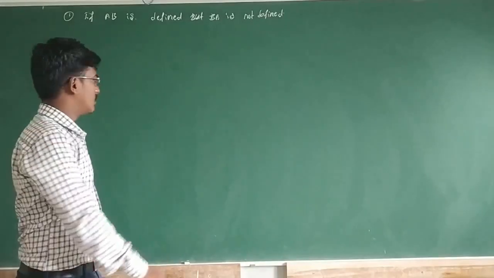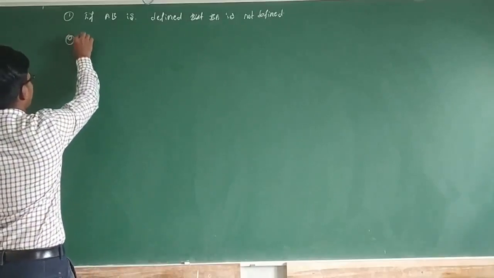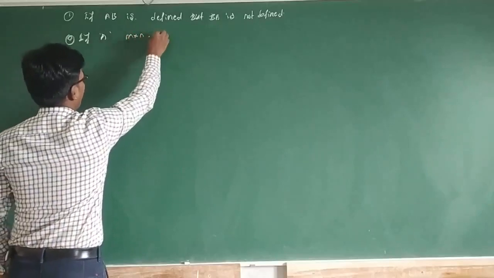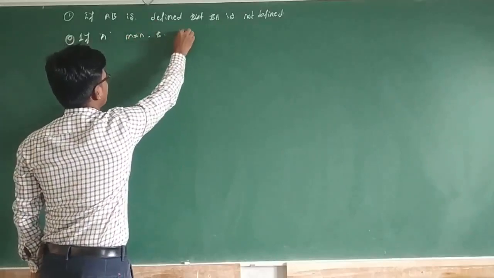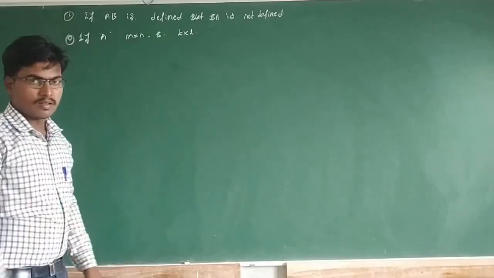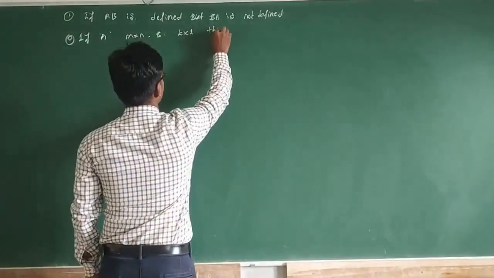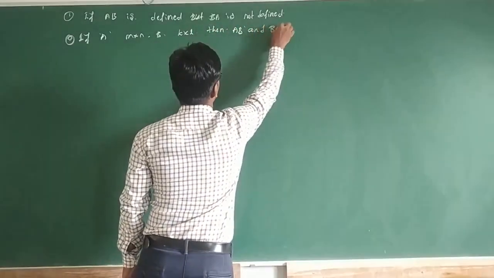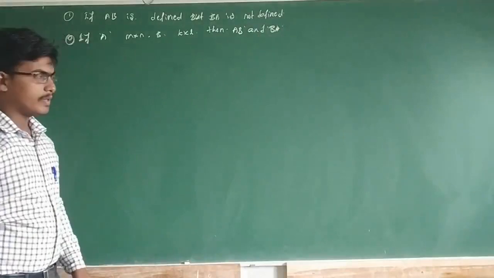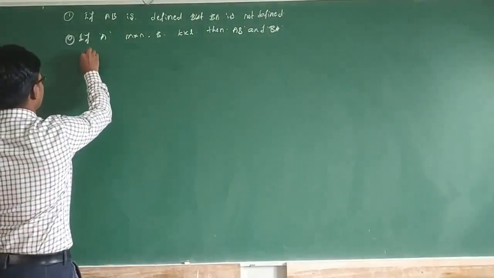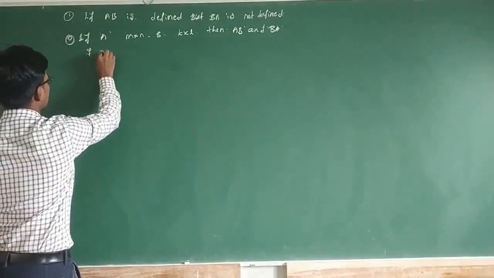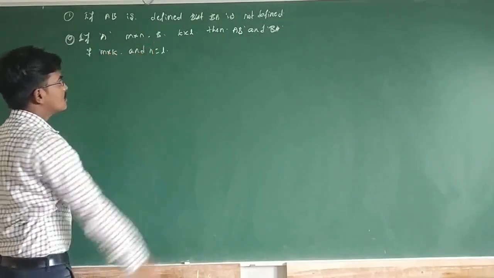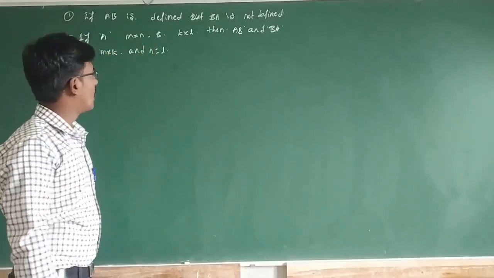That is, in general, if A is a matrix of order M by N and B is a matrix of order K by L, then AB and BA both are defined if M is equal to L and N is equal to K.